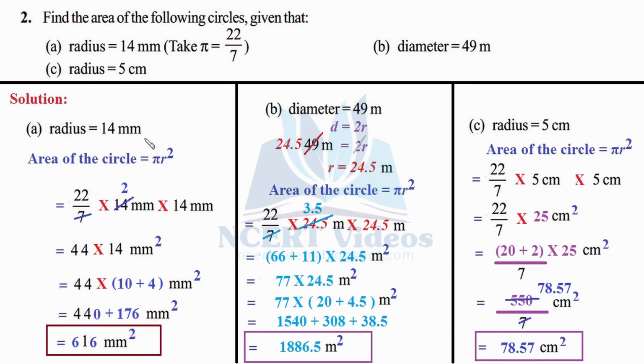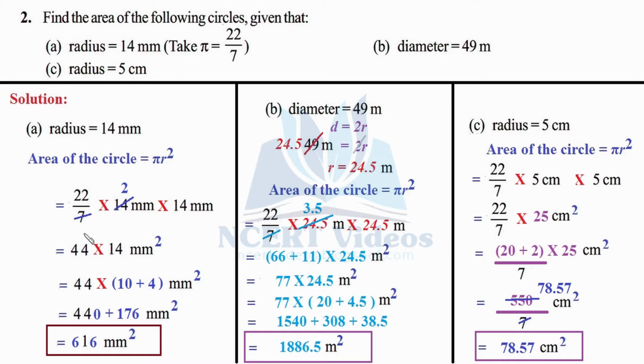Now first of all, given part is radius, that is 14 mm. Area of circle is pi r square. Pi 22/7 into r square, means r is getting multiplied twice. Therefore 14 mm into 14 mm. 1 7 is 7, 2 7s are 14. 22 2s are 44 into 14, mm into mm is mm square.